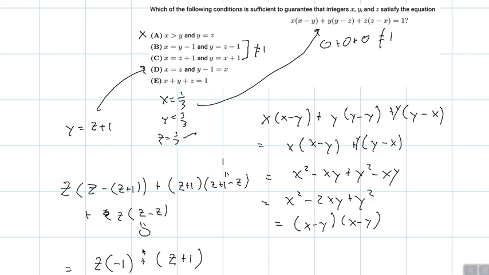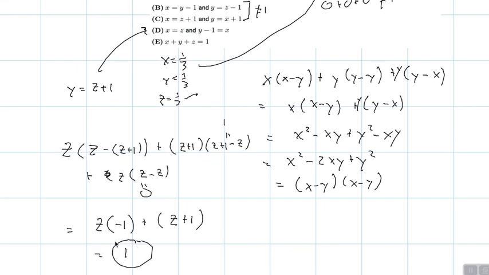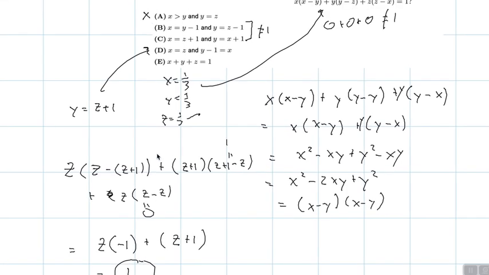So following these conditions, we can say that if x is equal to z and y minus 1 is equal to x, it will always be equal to 1. So the answer is choice D.